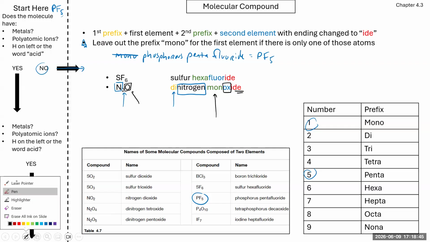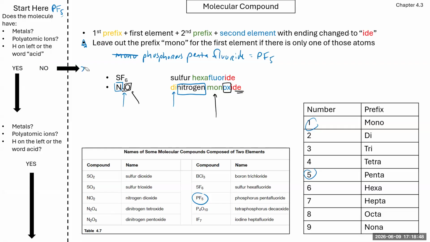All right, cool. So let's do another one. Let's start over. Let's get us a new little setup here. Let's try this. Let's do it in red maybe. NaCl. Okay, does the molecule have metals? Yes. No polyatomic ions, no H on the left of the word acid. But since we answered yes, we're going to move down here. And there are metals. Yep. Polyatomic ions, no. H on the left of the word acid, no. So let's continue down because we have metals in here.